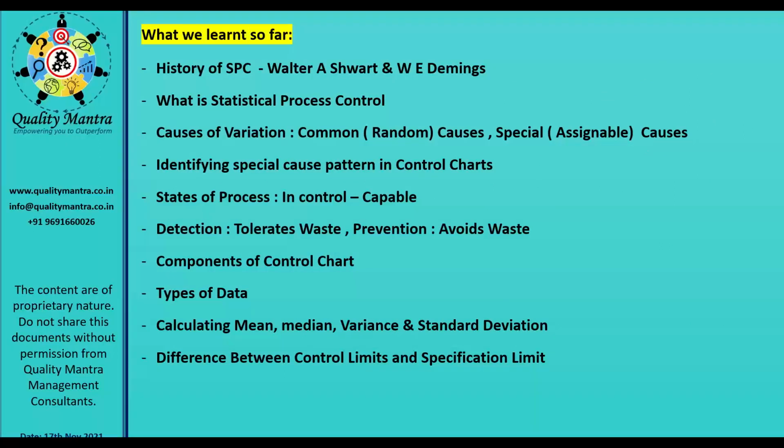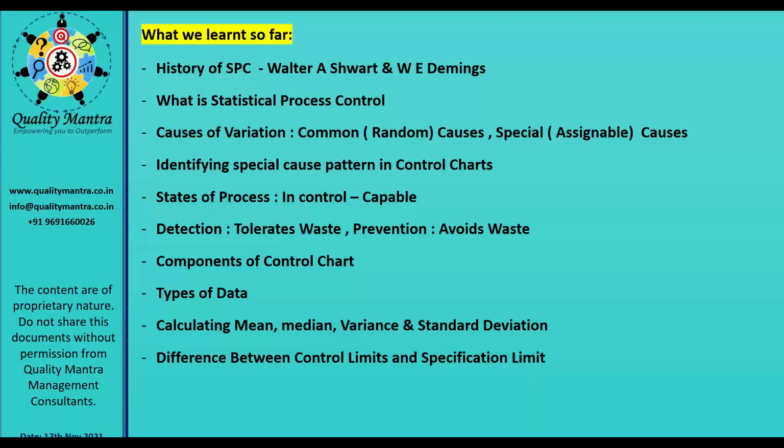So what we have learned so far, we have gone through the history of SPC. We have seen how Walter A. Shewhart initiated it in the Bell Laboratories in 1920. And the work has been carried forward by Dr. W.E. Deming. Then we have seen what is statistical process control. It is basically controlling your process, monitoring, measuring, taking the action, utilizing the statistical methods.